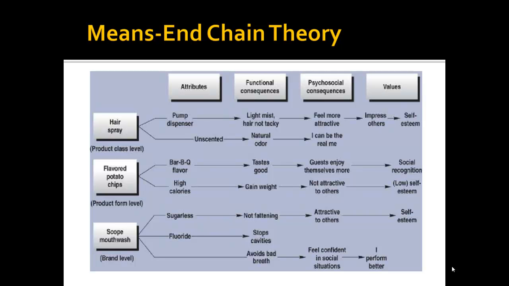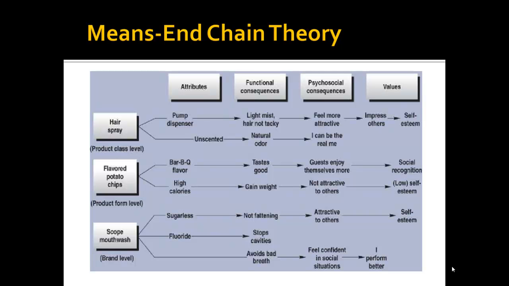One thing that is important to note when looking at means and chains is that sometimes it's really hard to make a clear distinction between what's a psychosocial consequence and a value, or an instrumental value versus a terminal value, and so forth. And it's not really that important because you're moving up this chain from very specific things to much more abstract things. And as long as you can get to that end state or feeling value that people are looking for, everything's fine. It's really not that important to make these distinctions. Again, looking back at hairspray, a second attribute was that it's unscented. It has a natural odor. That's the functional consequence. And the psychosocial thing is I can be myself. I can be the real me, right?